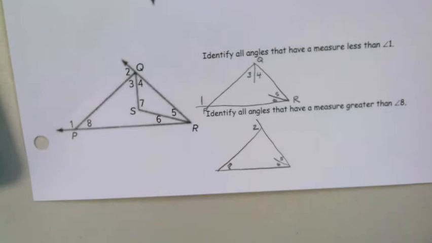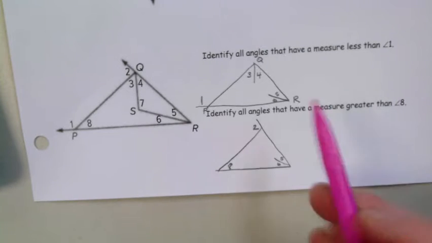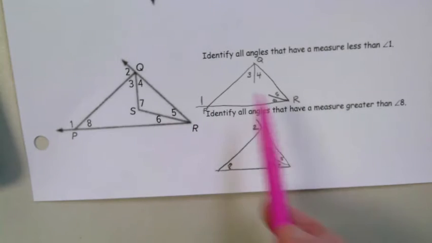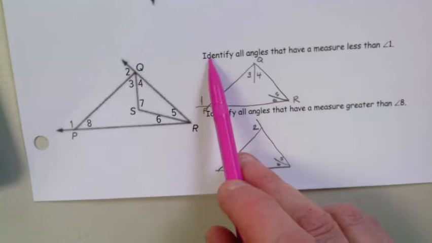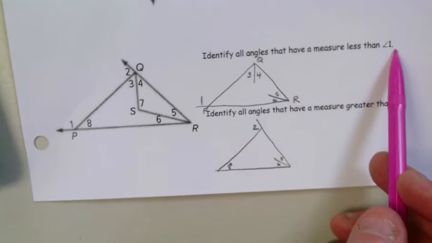We just ran out of time. So real quickly, I'm going to go over these last two parts, and then the backside is super simple, so I'll just explain what's going on there. It says identify all the angles that have a measure less than angle 1.